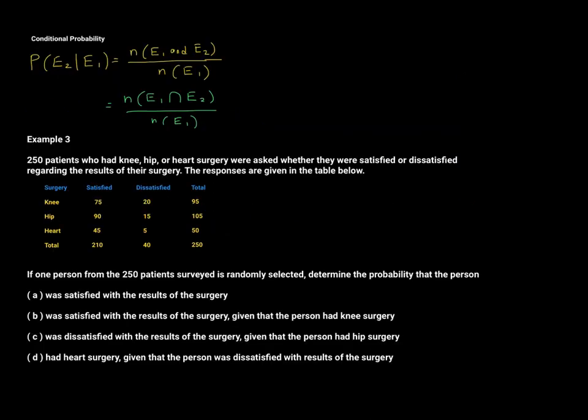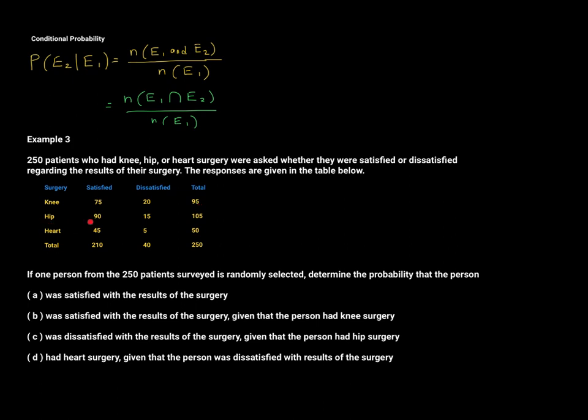All right, so we have 250 patients who had either knee, hip, or heart surgery. They were all asked whether they were satisfied or dissatisfied regarding the results of their surgery. And here are their responses. Okay, so let's go over this table really quickly. So you had knee surgery, 75 of them were satisfied, 20 were dissatisfied. A total of 95 people had knee surgery. 95 includes all the satisfied and dissatisfied patients.